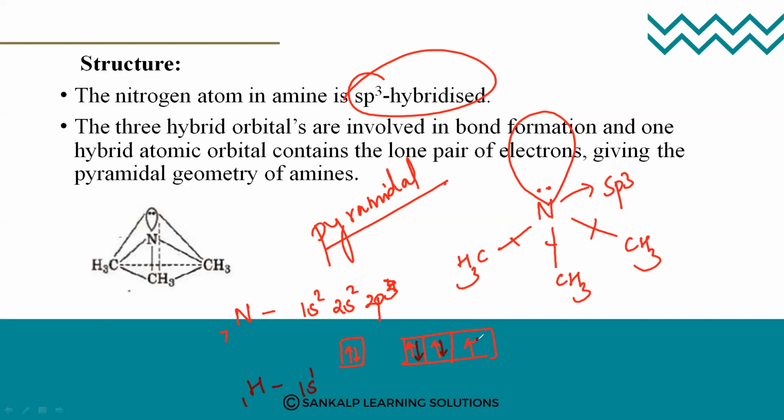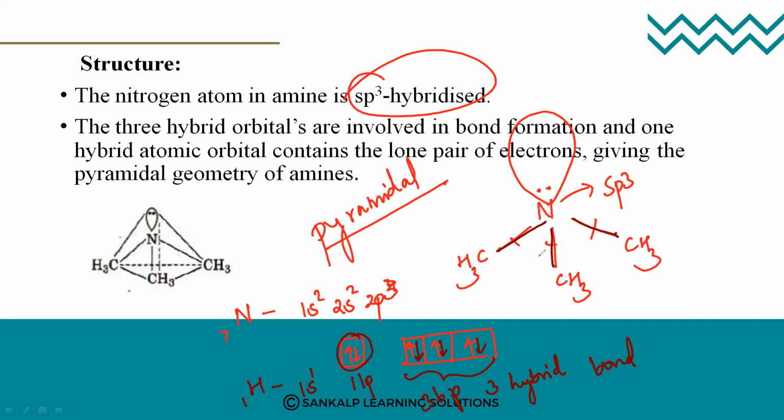So 1, 2, and 3. These are the three hybrid bonds. And this is one lone pair, and these are the three bond pairs. You can see, understood?